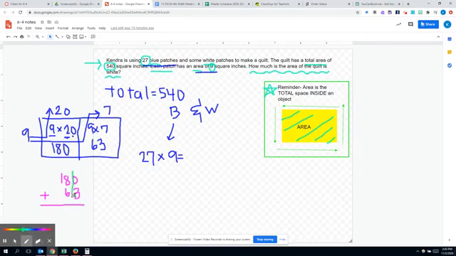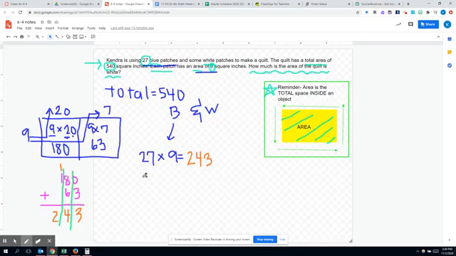We want to make sure that we take the time to stay organized and keep our place value items in line. So 0 plus 3 is 3. 8 plus 6 is 14. And 1 plus 1 is 2. So we now know that our blue space takes up 243 square inches.